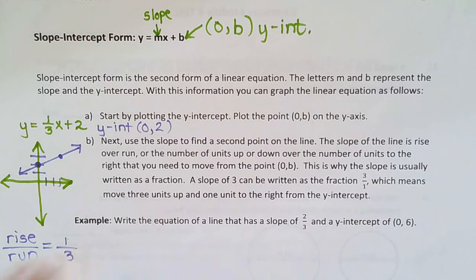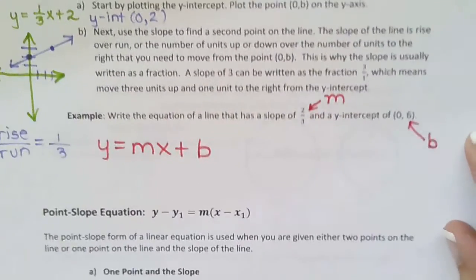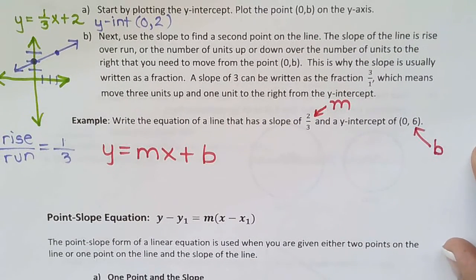So, example: write the equation of a line that has a slope of 2/3 and a y-intercept (0, 6). Well, this is my what of my equation? It's my m, right? And since x is 0, this is the y-intercept, so this would be my b, right? So anytime they give you a point where x is 0, I don't have to do that whole y minus y1 equals m times it.